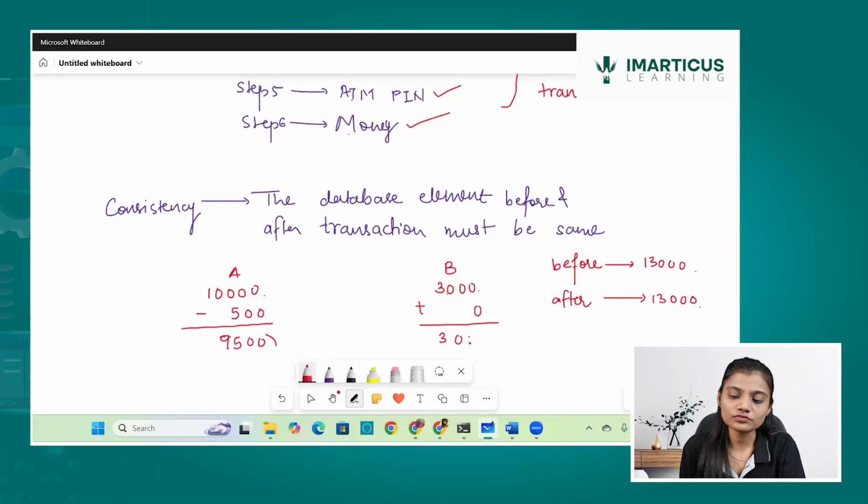And what is your account balance? Still 3,000. Now what is the total? 9,500 and 3,000 is 12,500. So if I say the transaction amount before and after is not the same, getting it? The transaction amount before and after is not the same. If I get something like this, the transaction is called not consistent.